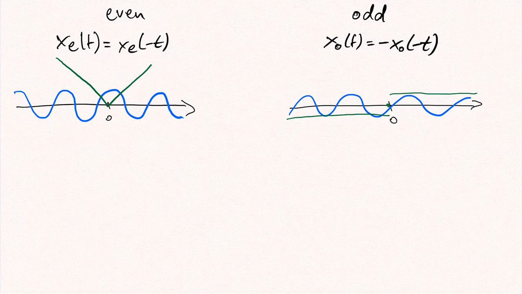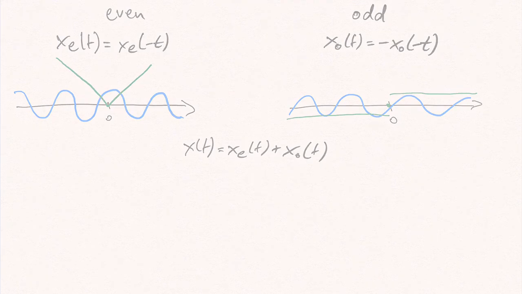Not all signals are purely even or purely odd, but any signal x(t) can be expressed as a sum of its even component xe(t) and its odd component xo(t). Further, signals can also be classified as energy or power signals, and we can also distinguish between deterministic and random signals.